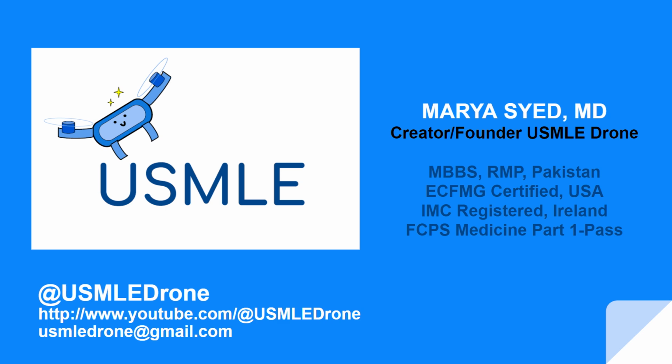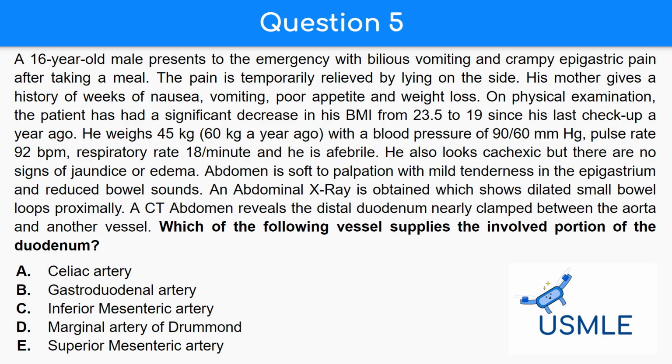Today we will read up on the high yield points from the gastrointestinal system. First, let's read the question. A 16-year-old male presents to the emergency with bilious vomiting and crampy epigastric pain after taking a meal. The pain is temporarily relieved by lying on the side. His mother gives a history of weeks of nausea, vomiting, poor appetite, and weight loss.